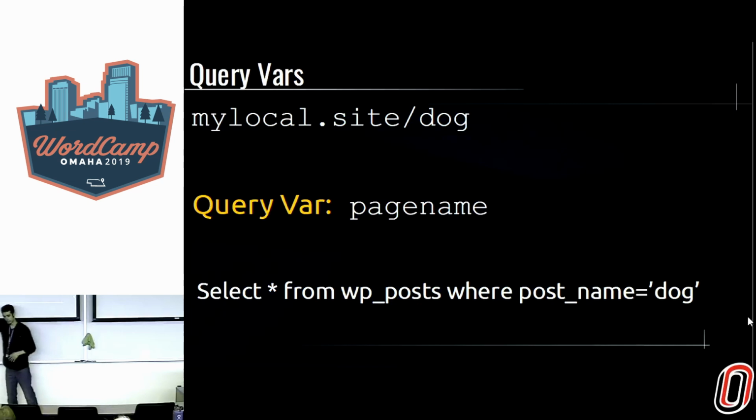Remember that WordPress started, it parsed that request, and then it sent that request to the database. Well, the way it does that is by breaking that request down into this thing called query variables. So here the query variable for dog is going to be pagename. So based on that, pagename is going to be related to a field in the database, and that's going to be post_name. So the query for this specific site is going to look something like this: select everything from wp_posts where the post_name equals dog.